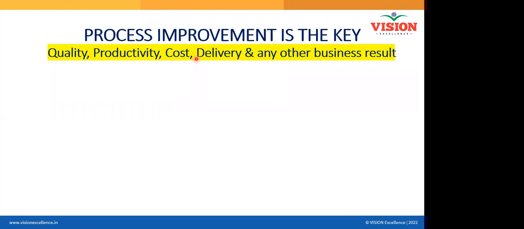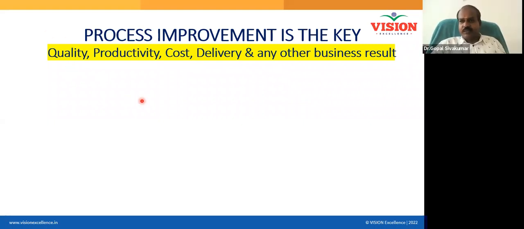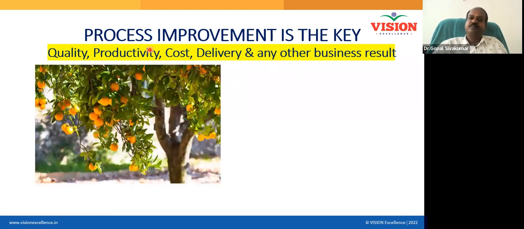Yes, sir. Right. Now, process improvement approach, we are trying to understand a little more deeper. Process improvement is the key to improving your business result. It can be quality, it can be productivity, it can be cost, it can be delivery, it can be any other KPI which you want to improve. You write anything here. The fundamental is process improvement.